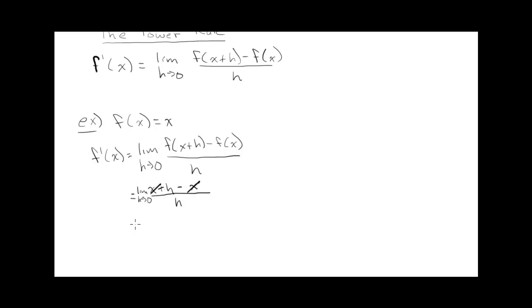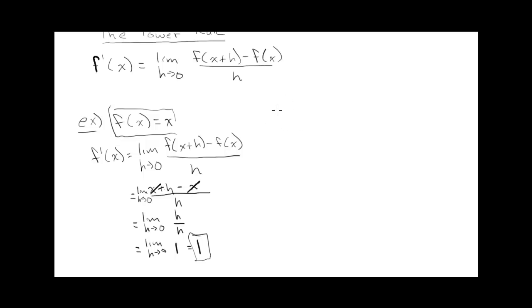These x's cancel out. So we've got h over h, which is just equal to the limit as h goes to 0 of 1, which is equal to 1. So the derivative of this thing is equal to 1.